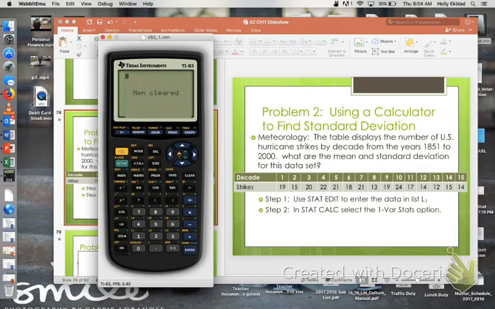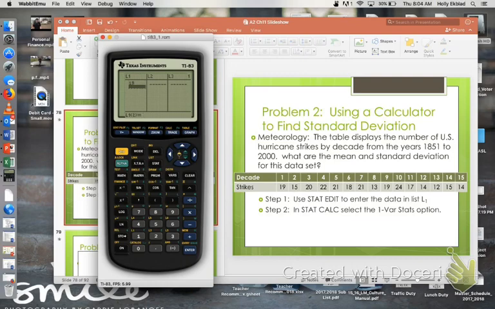Okay, so if you have a TI, then this will walk you through how to do it. If you have a Casio, we've done how to do data before, so hopefully you're able to do it if you remember, and then you can find the different calc features. So what we're going to do first is go to our stats, and we're going to edit our stat list. In our list 1, we're not going to put the decade because decades are increasing by 1. We're just going to put how many strikes there are.